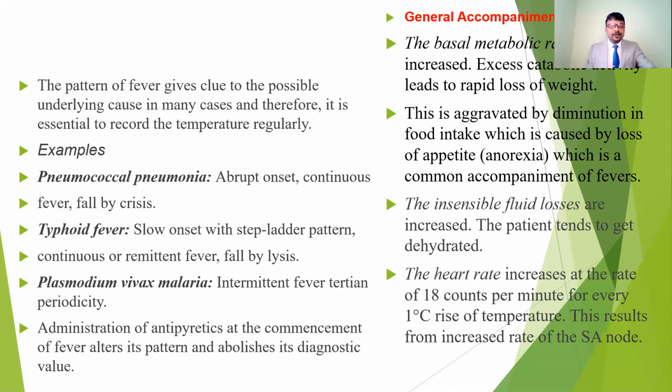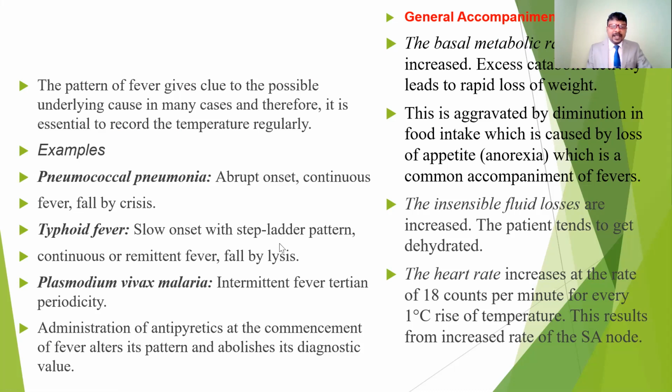According to the clues, we can diagnose properly. So for example, pneumococcal pneumonia. How do they get the fever? It is going to be an abrupt onset and continuous fever, and it also falls by crisis. That means a sudden fall of the body temperature. So the temperature rises suddenly, stays as a continuous fever, and then also falls suddenly. This is commonly seen in pneumococcal pneumonia.